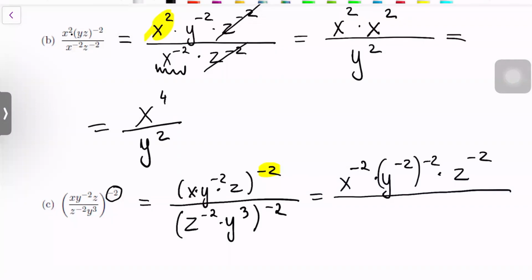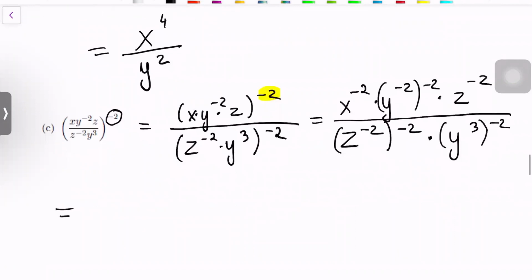So x needs to be raised to the power -2, y to the power -2 needs to be raised to the power -2, and z needs to be raised to the power -2, all of those have to be raised, right? Same on the bottom. Z to the power -2 needs to be raised to the power -2, and y cubed needs to be raised to the power -2. Okay, it kind of seems like we're still not done with getting rid of the grouping symbols, which is my first goal, right? But I'm one step away.